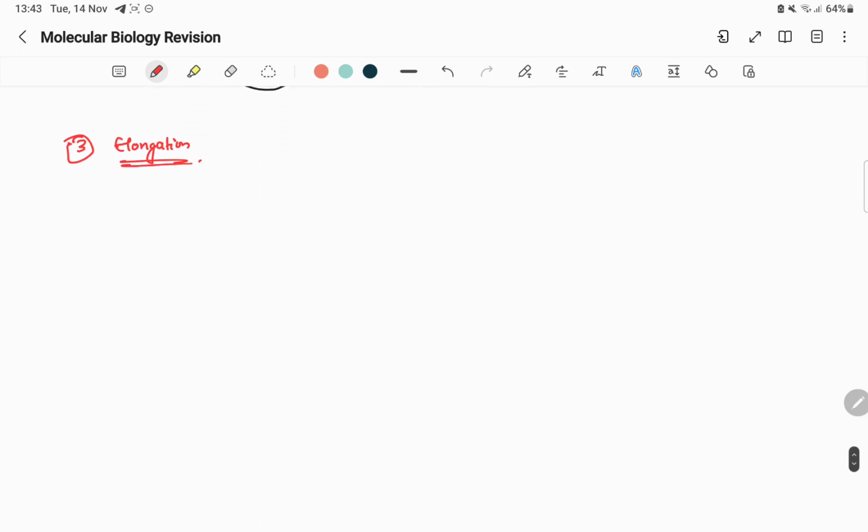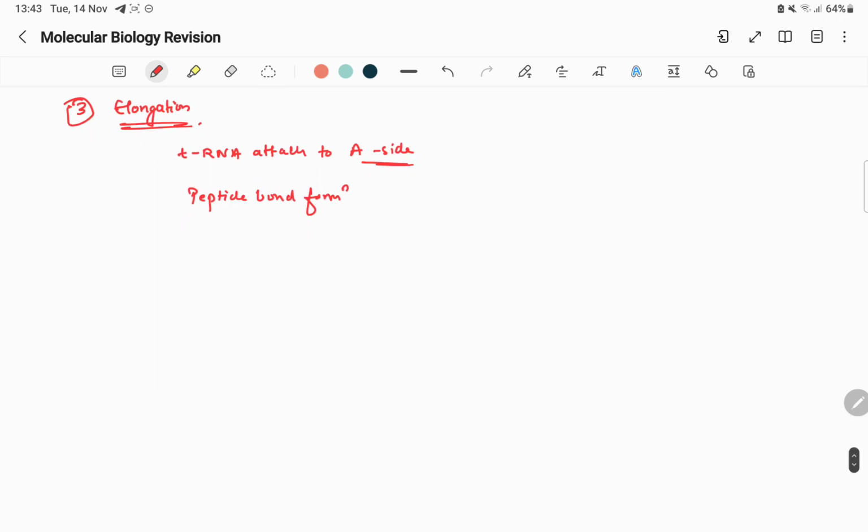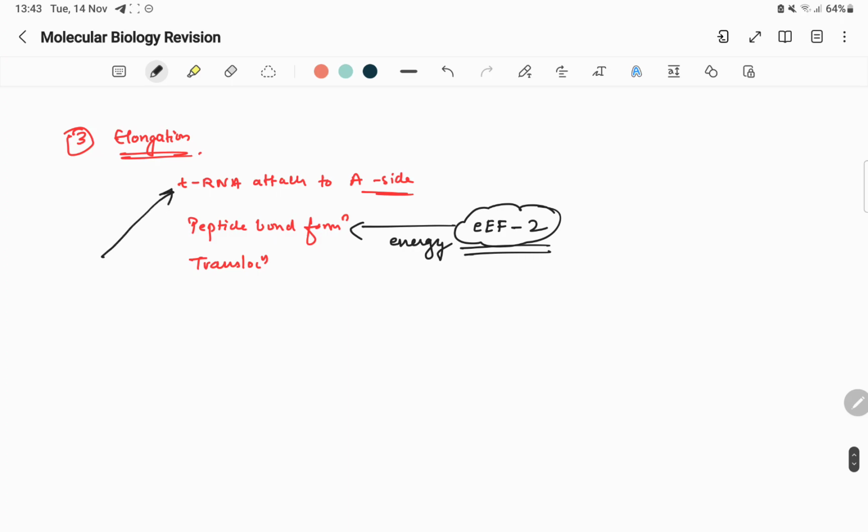So in elongation, first there will be tRNA attachment, tRNA attached to the A site, and there will be peptide bond formation, in the same way as we saw in prokaryotic elongation. Okay, then translocation will occur. The energy for translocation is given by eukaryotic elongation factor 2, and tRNA attachment is facilitated by eukaryotic elongation factor 1. Okay, this will provide energy for tRNA attachment to the A site.